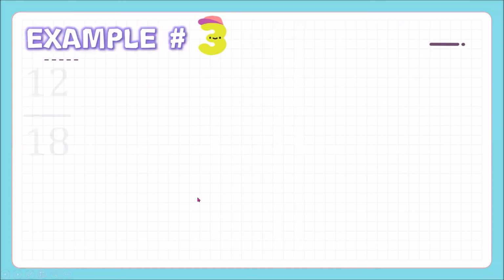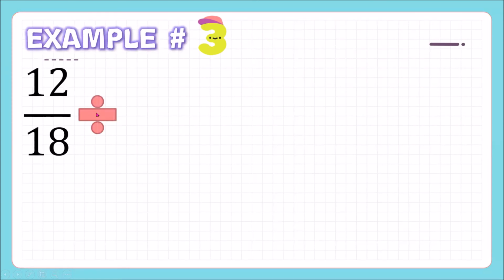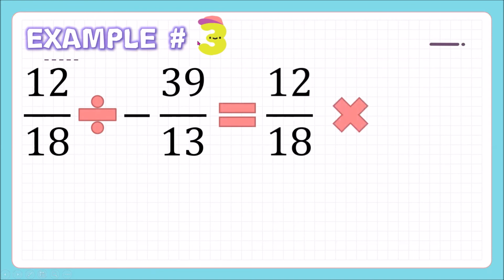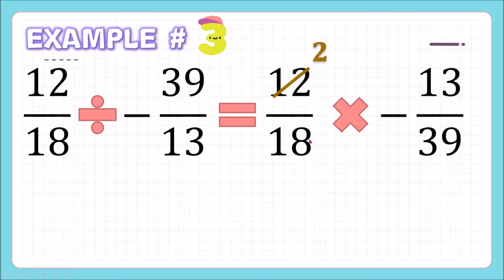Next, number 3. 12 over 18. So we have here divided by negative 39 over 13. So 12 over 18 times the reciprocal of negative 39 over 13. So we have negative 13 over 39. Again, so cancellation tayo vertically. So this will become 2. And then this will become 3.